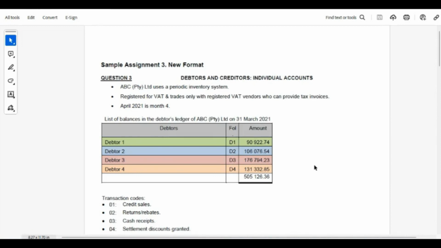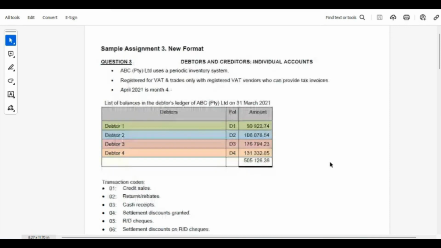Okay. And what they always will give you in the beginning is they will give you the list of balances of the debtors ledger. This is really your debtors list of the previous month, the end of the previous month. And your main goal at the end of this month is to come up with another debtors list that will now obviously be different, but will reflect your debtors for the current month.